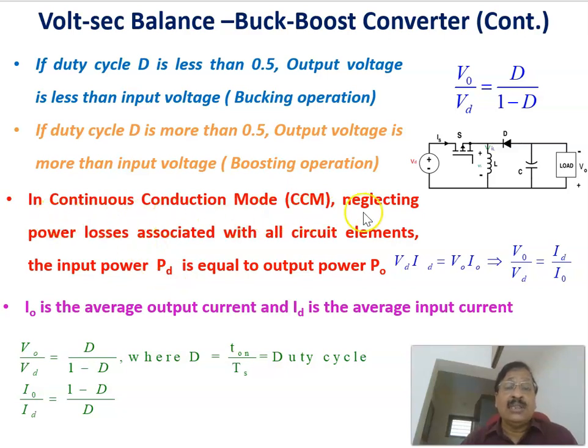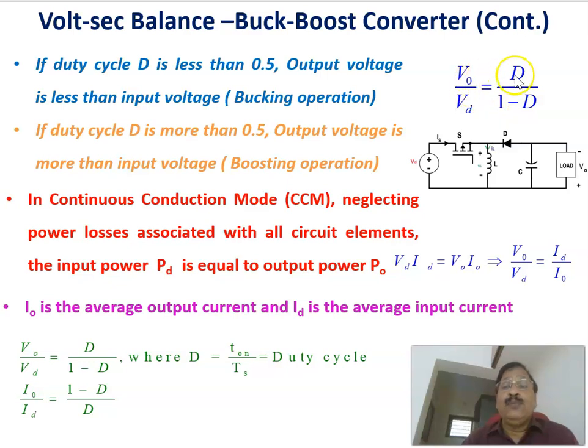Therefore, in continuous conduction mode, neglecting the power loss, we can see bucking and boosting. For example, assume that D equals 0.2. Then 0.2 divided by 1 minus 0.2 is 0.2 divided by 0.8, or 2 by 8, or 1 by 4. So V0 equals 0.25 times VD. That is for D less than 0.5.